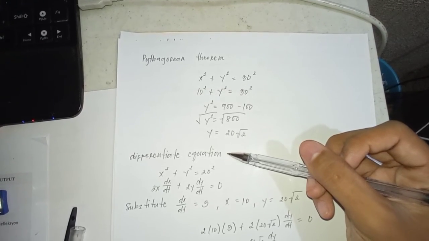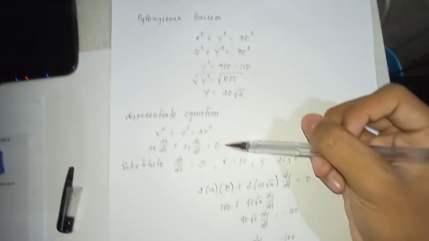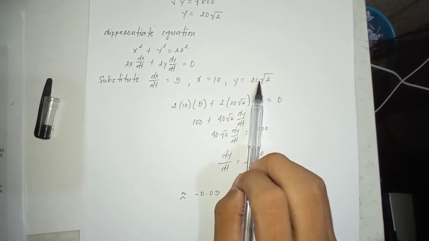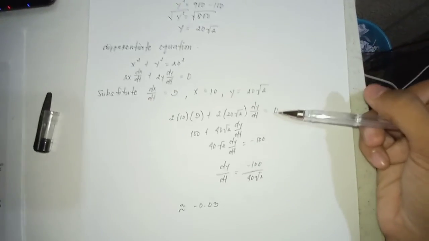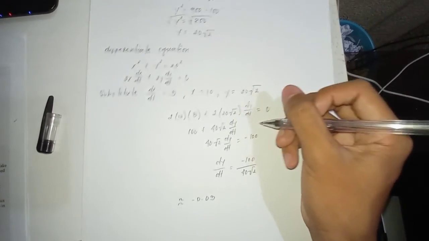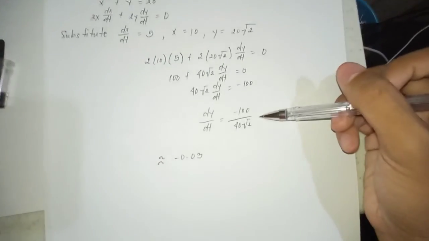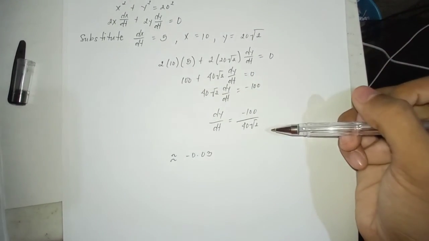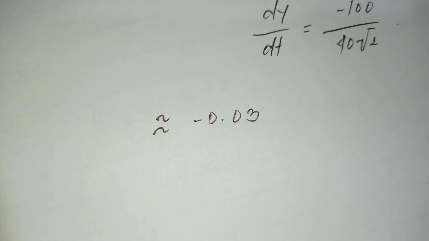Then we differentiate the equation. x squared plus y squared equals 30 squared becomes 2x dx over dt plus 2y dy over dt equals 0. Then we substitute the values: dx over dt equals 5, x equals 10, and y is equal to 20 square root of 2. Then we get that whole equation and equate it to 0. Then we transpose positive 100, it becomes negative 100. Then we cancel 40 square root of 2 to get the value of dy over dt. Then the answer is negative 0.03.